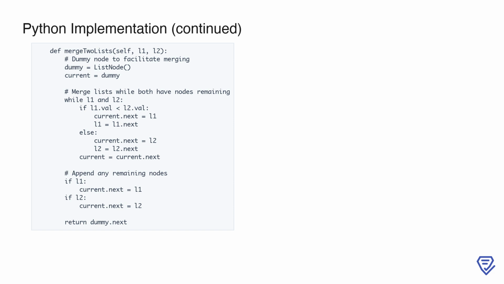Once one of the lists becomes empty, we append the remaining nodes of the other list to the merged list, as they are already sorted. Finally, we return dummy.next, which points to the head of the merged list. This completes the merging process and ensures that the sortList function can return a fully sorted linked list.